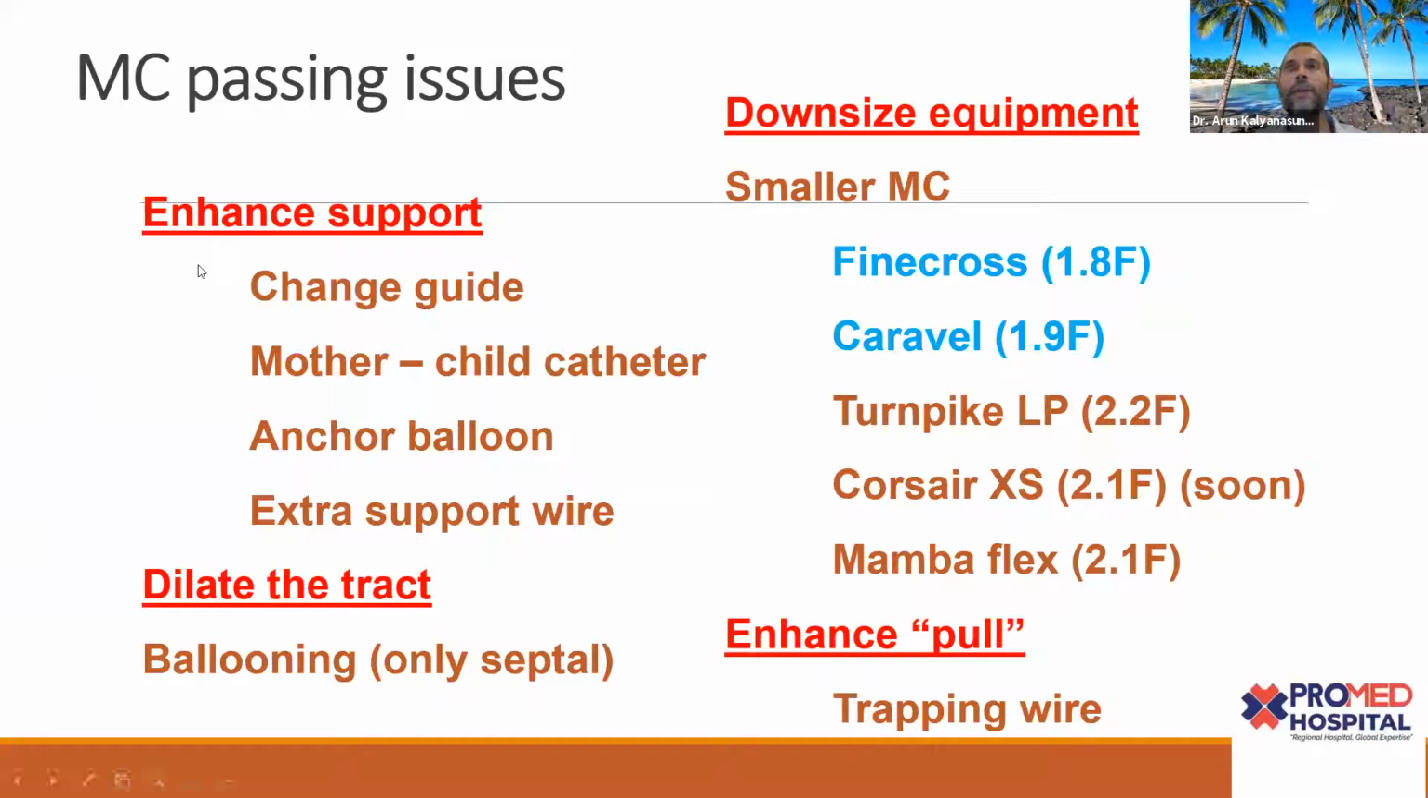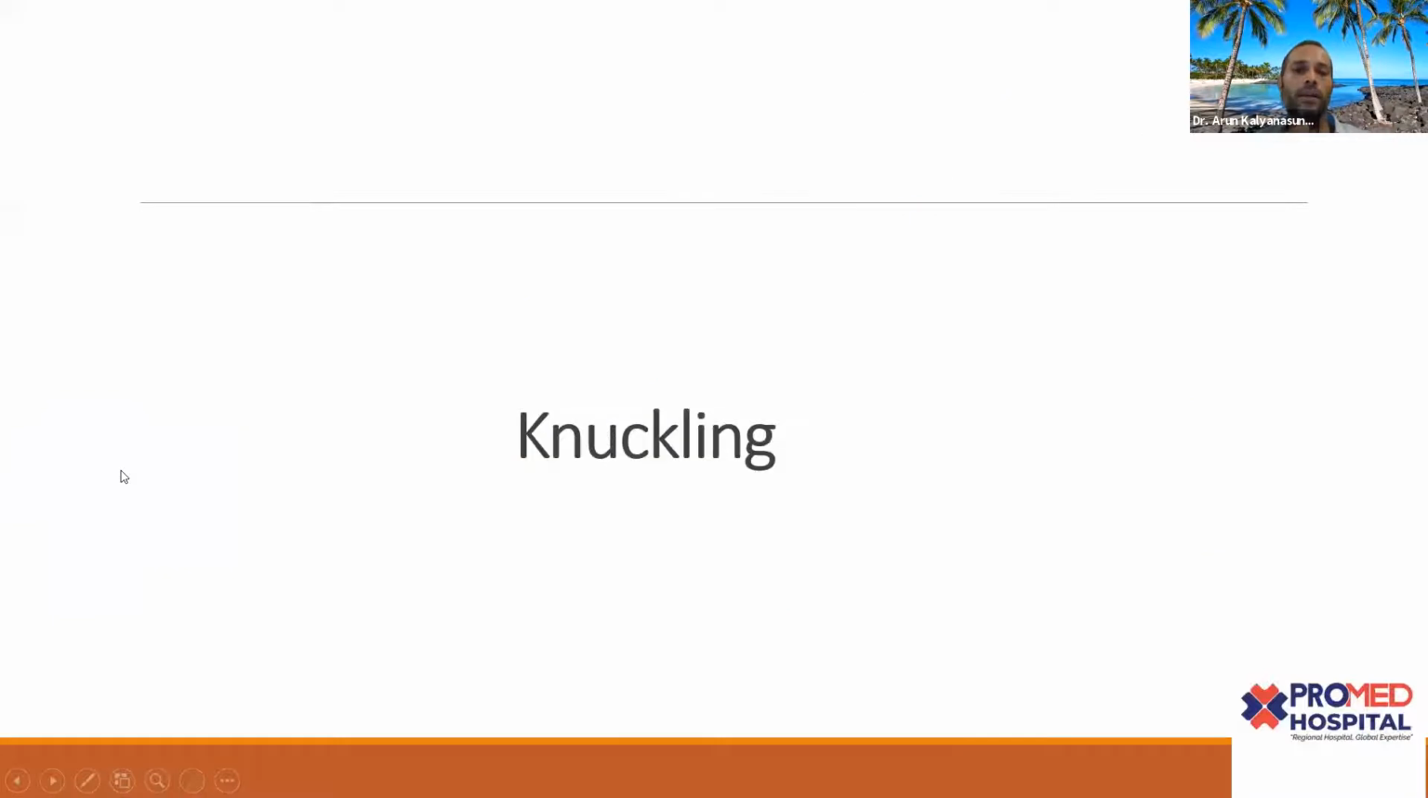A couple of other things. If your 150 Corsair or Turnpike doesn't go, you could take a shorter microcatheter because the torque transmissibility is better. Or once we get XS and LP, we can use those, right? You can enhance pull. I almost do this: if I get a wire in, I trap the wire. If it's a septal, you can balloon it. You never, ever, ever balloon an epicardial. And obviously the basics, you've got to enhance support.